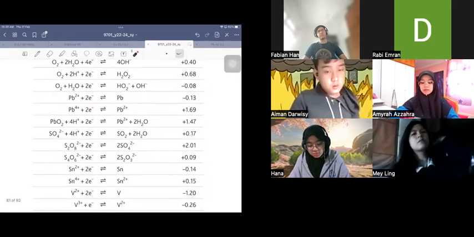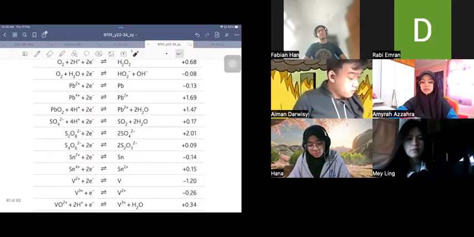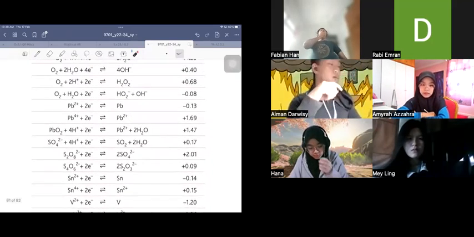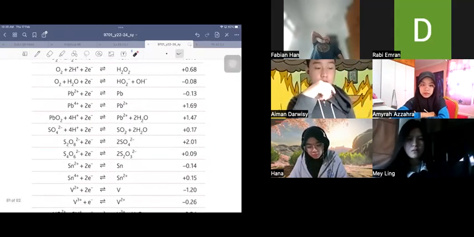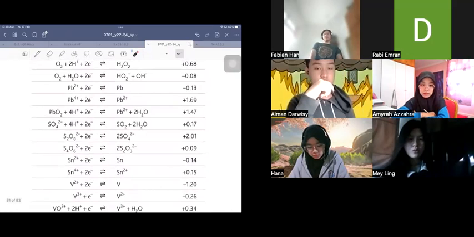Whereas sulfate, do we have sulfate here? Sulfate is not here, I believe. Yes, you see the sulfate is most likely to go through reduction. So sulfate doesn't get oxidized.